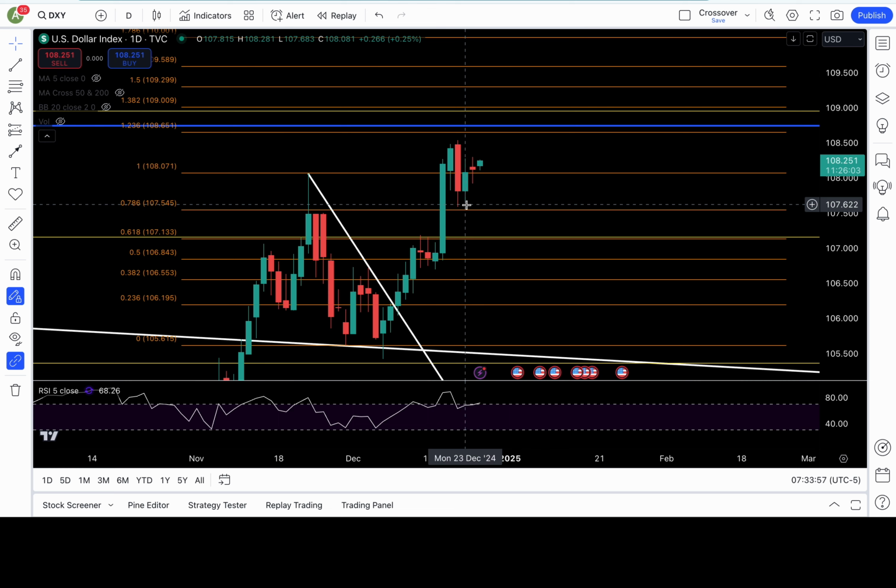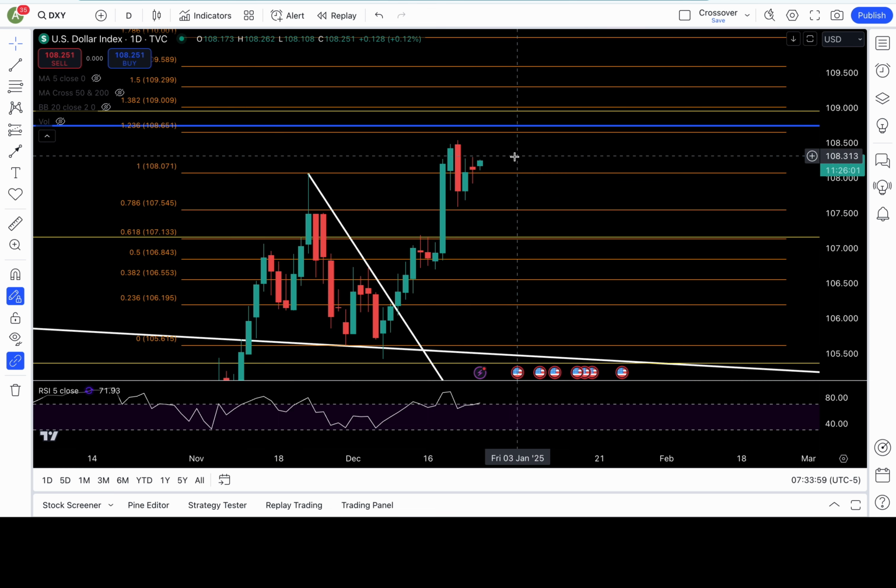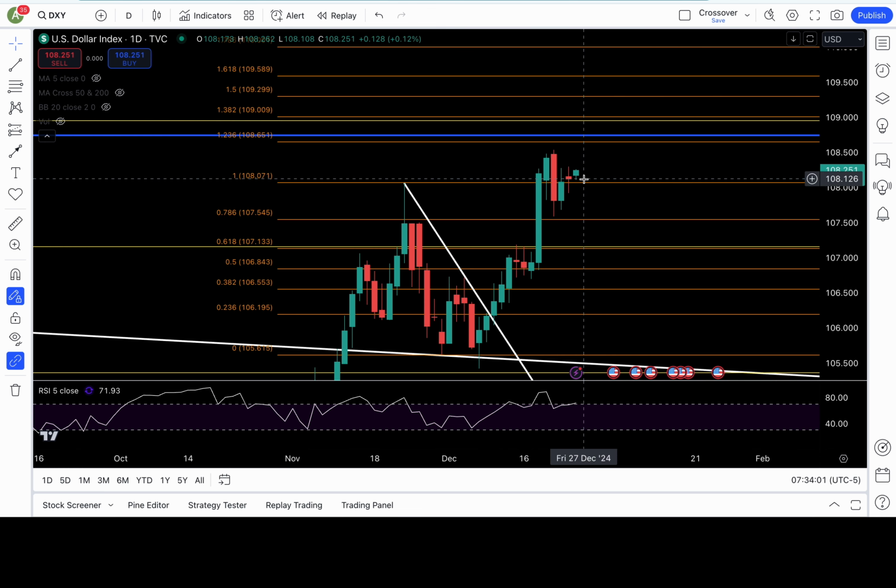DXY is just consolidating here, but it's still managing to stay above the 108 level. If it can stay above the 108 level, 108.6 and 109 stay in play. If 108 fails, that would be bearish. 107.5 and 107 would all be in play to the downside.